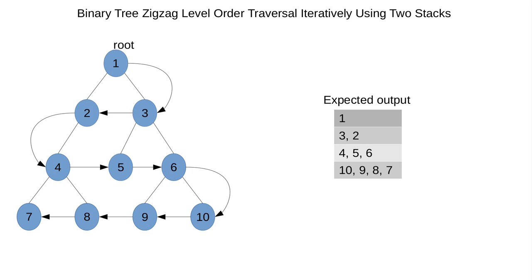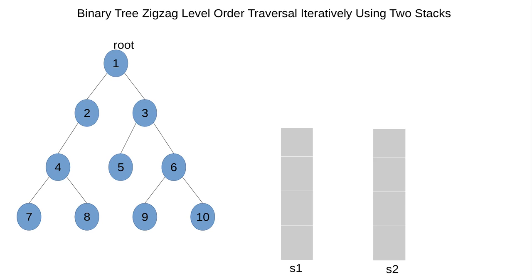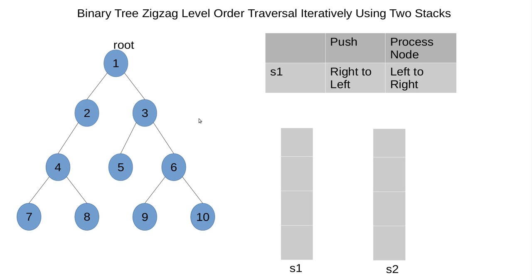Now to do the zigzag level order traversal, we can use two stacks. Stack S1 can be used to process nodes from left to right, and stack S2 can be used to process nodes from right to left. A stack, as you know, is a last in first out data structure. To process nodes from left to right, we must have first pushed the nodes from right to left in stack S1. Similarly, to process the nodes from right to left, we must push the nodes from left to right in stack S2. Now let's see how this works here.